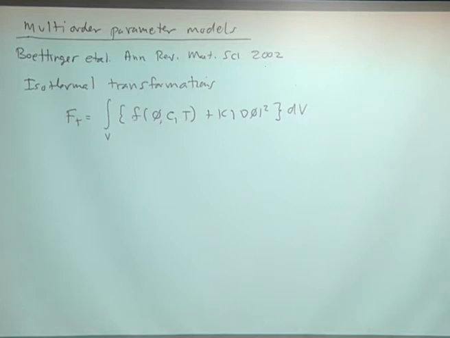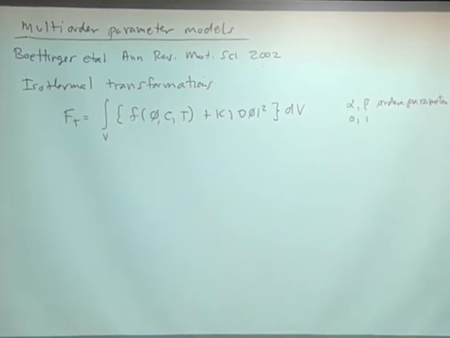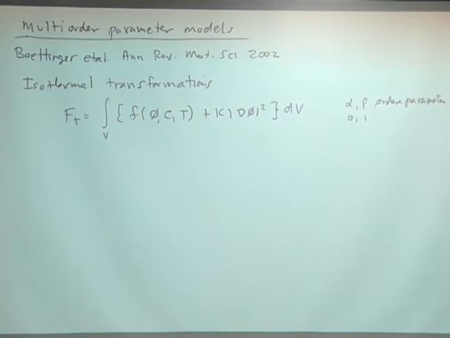And so we're going to consider a case where we have only two phases that can be identified with different values of the order parameter. So we have an alpha and a beta phase, with order parameter zero and one. So let's try to get things going here.